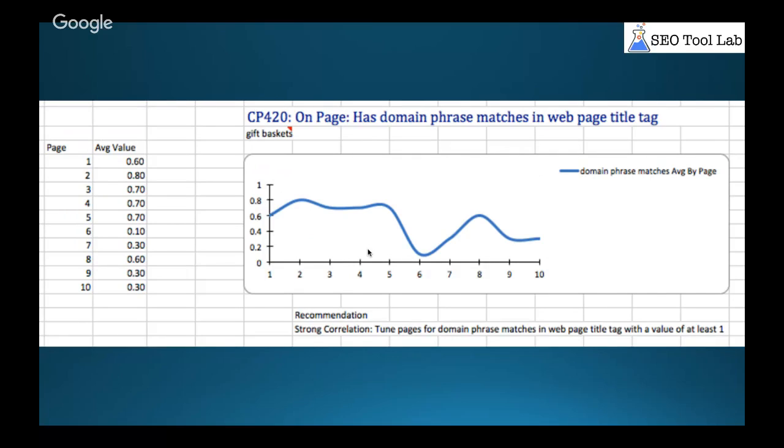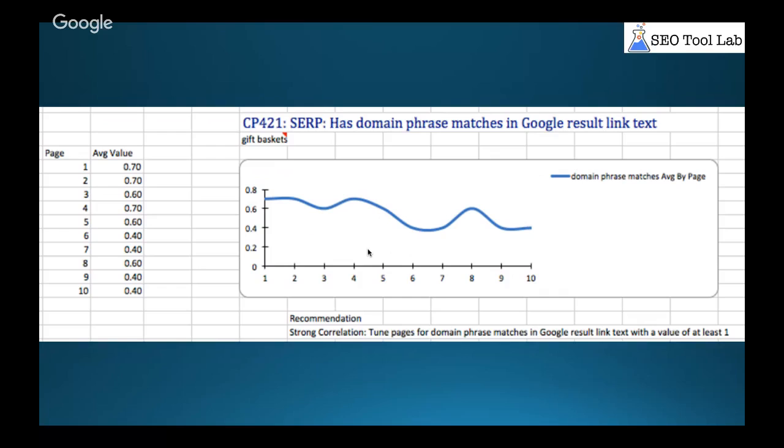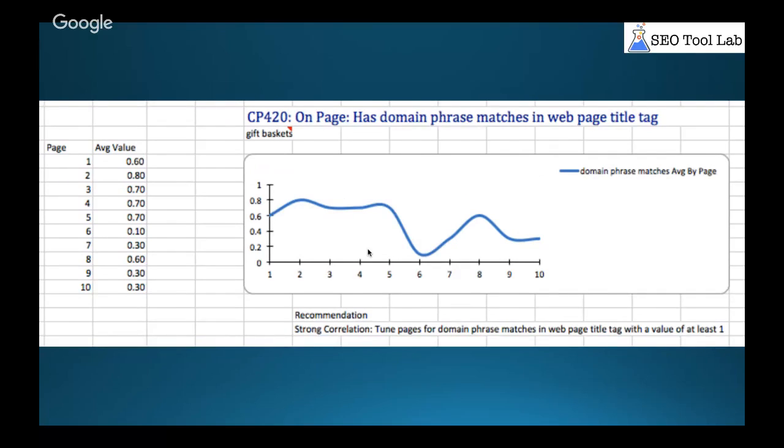Domain phrase matches, let me explain what that is. If the domain is moz.com, the domain phrase is just Moz. So same thing, but not a full domain name. We're just looking for the domain phrase. And we see here strong correlation for domain phrase in the title tag, and then Google result looking at the same thing, seeing if Google's adding it. So we see lift again.